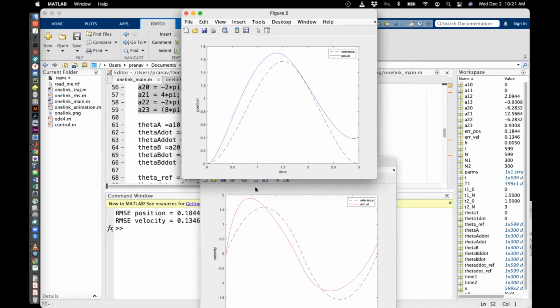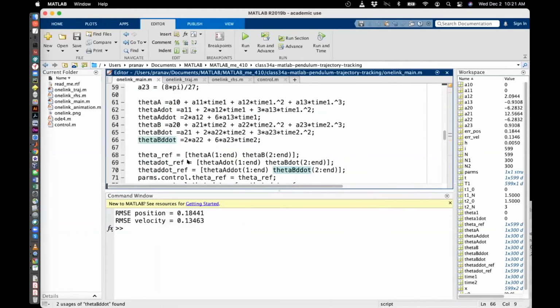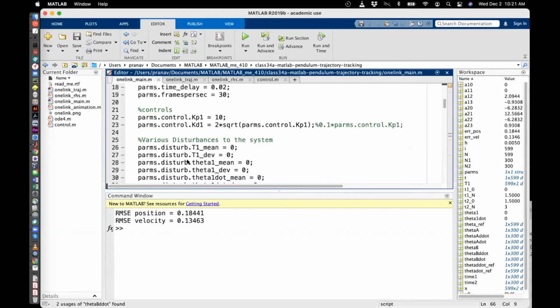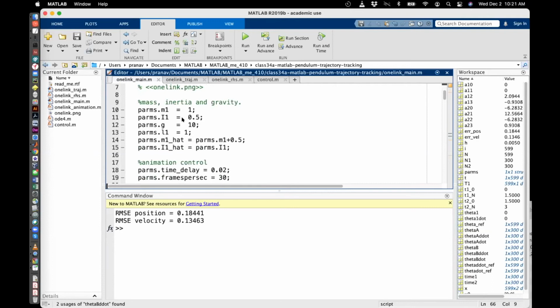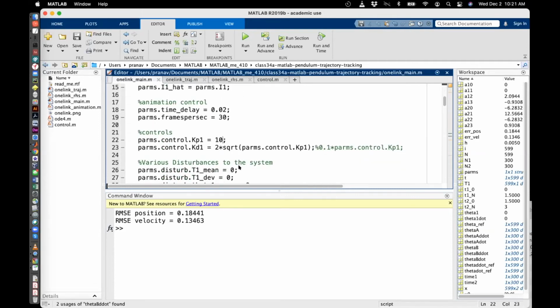So you can see that the velocity is not tracking the reference. The blue line should have tracked the black dashed line, same for the red one. That is because of two things. One is I introduced a disturbance. Even though the mass matrix is 1, I said that the estimated mass is 1.5. And in order to track the system perfectly, I need to ramp up the gain. Right now, the gain for the position is simply 10. Let me just ramp it up to 100 and then rerun this.